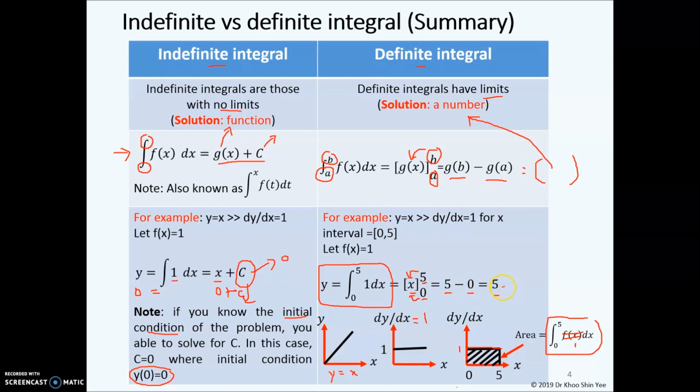So this answer is the area, which we can check. From here the height is 1 and the width is 5. So the area is equal to 5. This verifies that we can use the integral function to find the area.